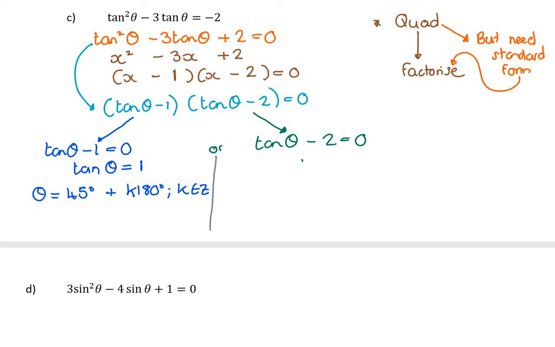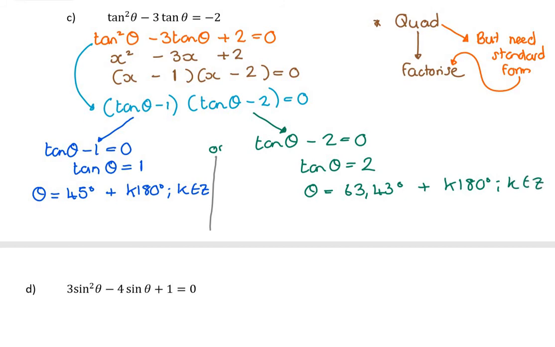On the other side, if I isolate tan theta, I get tan theta equals 2. Now don't forget that sine and cos of theta cannot equal anything above 1, but tan of theta can, so this is not a problem. If I shift tan of 2, I get theta equals 63,43 degrees, and again the second solution is generated by writing plus k180.